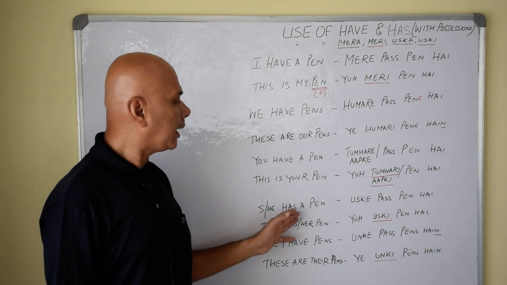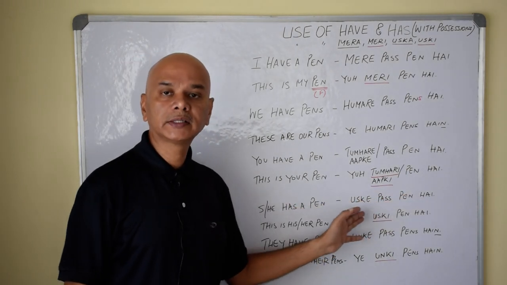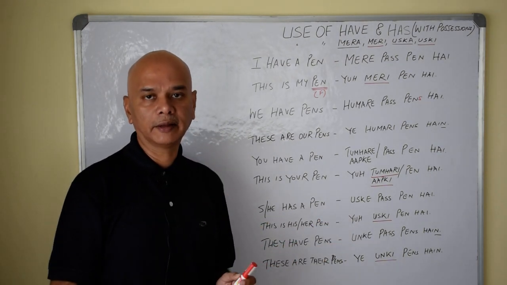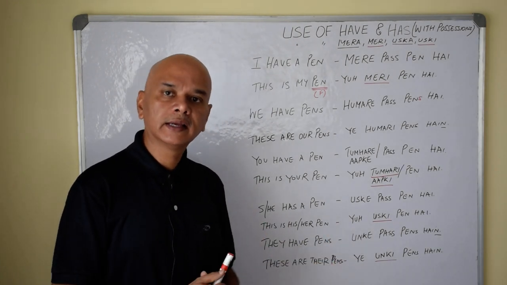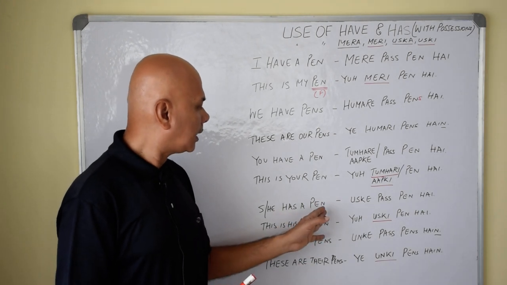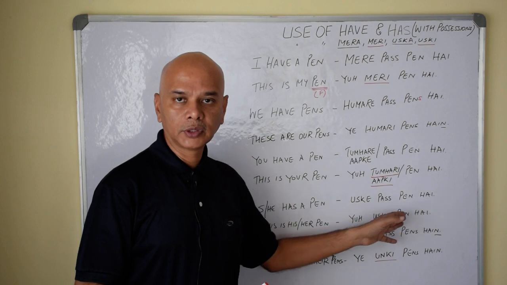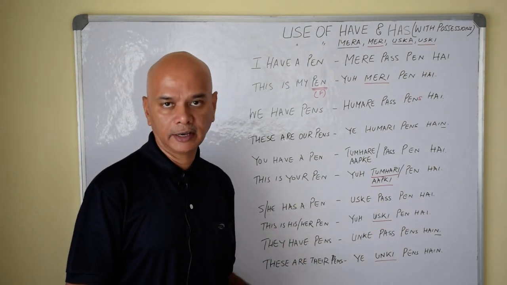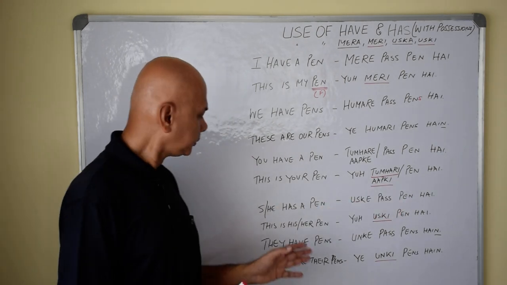He or she has a pen. Uske paas pen hai. Third person will say uske paas. The person possessing something. He has a house. Uske paas makan hai. Uske paas ghar hai. He has a pen or she has a pen. Uske paas pen hai. As the person is possessing, it becomes uske paas, irrespective of the gender of the person.